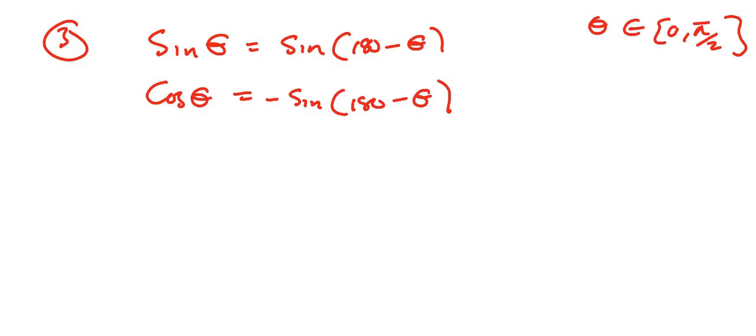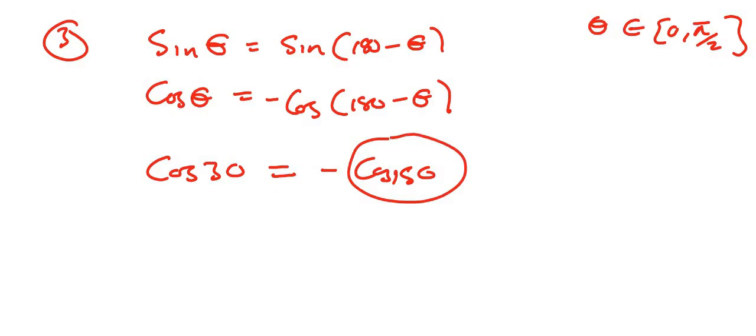Why? Because cos is negative in the second quadrant. Someone who gets cos 30 is the same as someone saying negative cos of 150, because cos 150 is supposed to be negative, right? How do we make it the same as cos 30? Cos 30 comes out positive, but this one is negative because cos is negative in the second quadrant. How do we make it positive? We negate it. That's the negative that you are seeing in front.